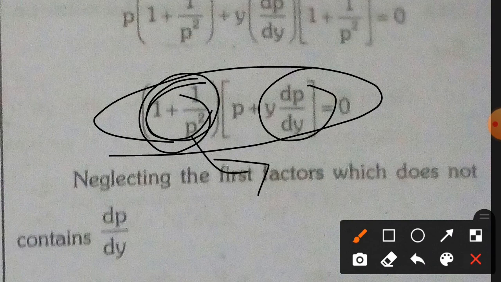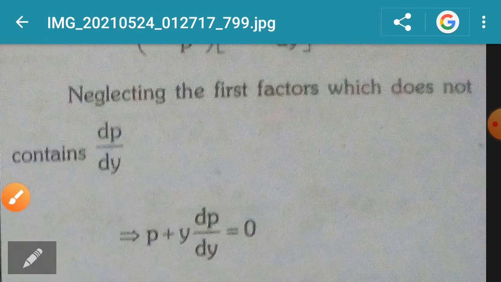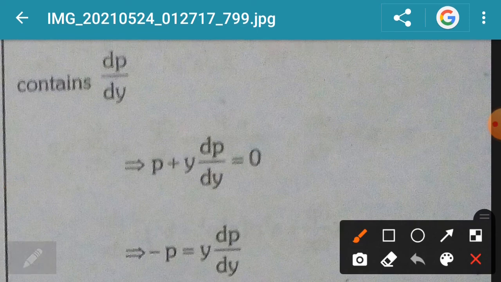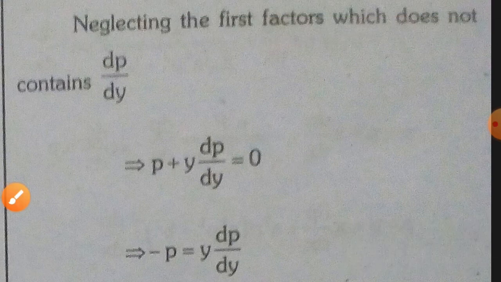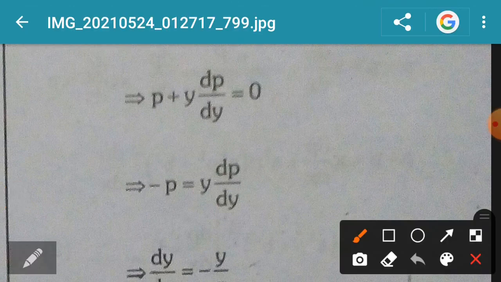Here the term 1 plus 1 by p square is not in dp by dy, that's why we neglect the term. So p plus y into dp by dy equals 0. Then p goes to the other side, y into dp by dy equals minus p.